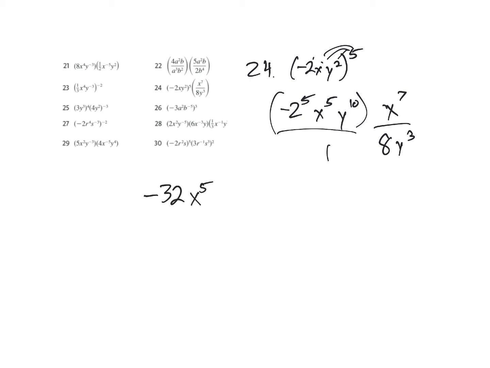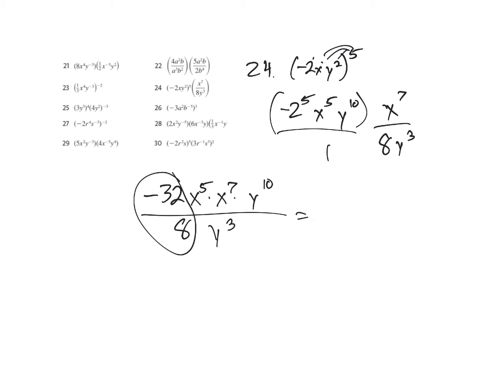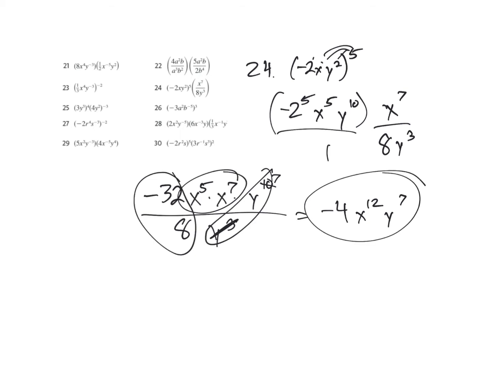X to the 5th, and you bring that other x to the 7th in there with it together, and y to the 10th. And then on the bottom you have 8y cubed. So 32 over 8, that's negative 4. X to the 12th. And then these 3 on the bottom cancel with 3 of those, leaving y to the 7th on the top. All right, that's your answer.